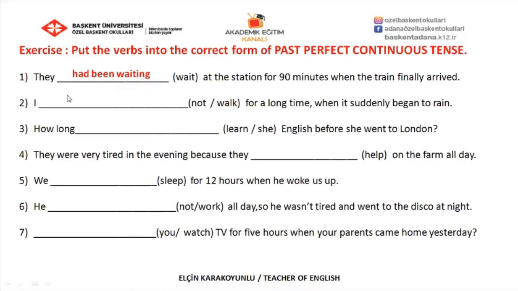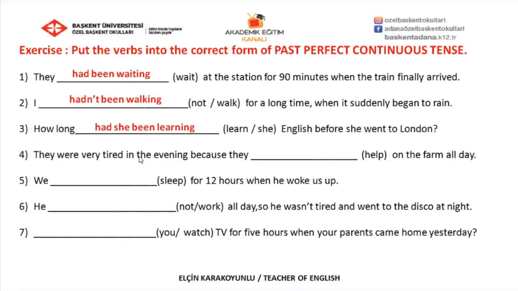And the second one, as you see, there is not here. So we can understand that it must be a kind of negative sentence. So the second one, I hadn't been walking for a long time when it suddenly began to rain. And three, as you see, we have a question word here. So it's a kind of question sentence. How long had she been learning English before she went to London?